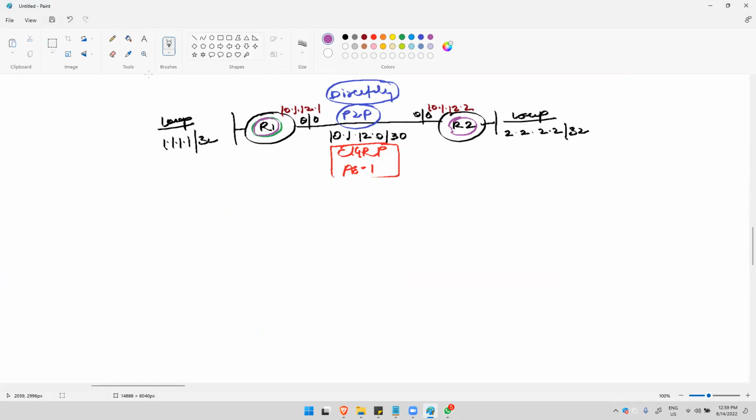So basically, if EIGRP is enabled on router 1, then on router 1 say router... it's not working.